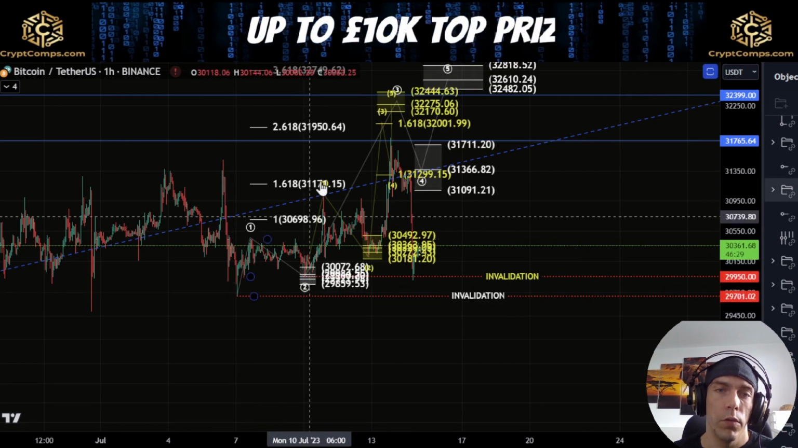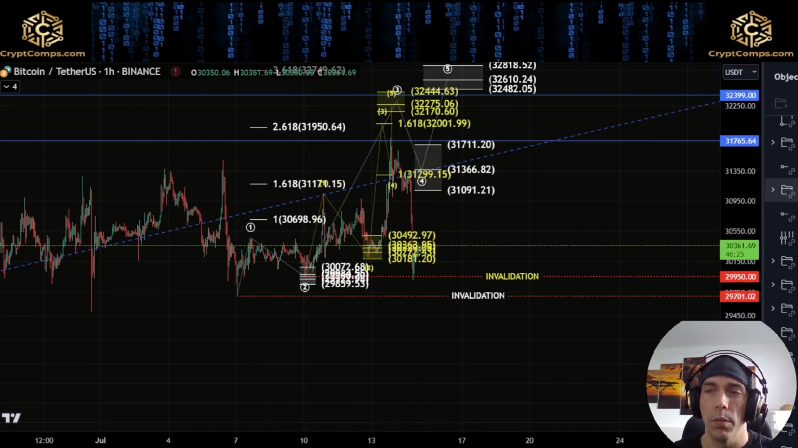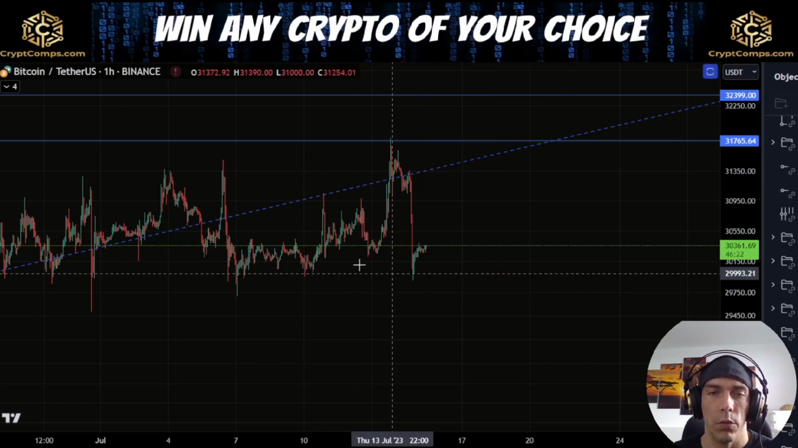As well as that, we were looking for this possibility that 1212, and then we were looking for this to potentially look to extend up. Now this is also invalidated because we have come down too low.